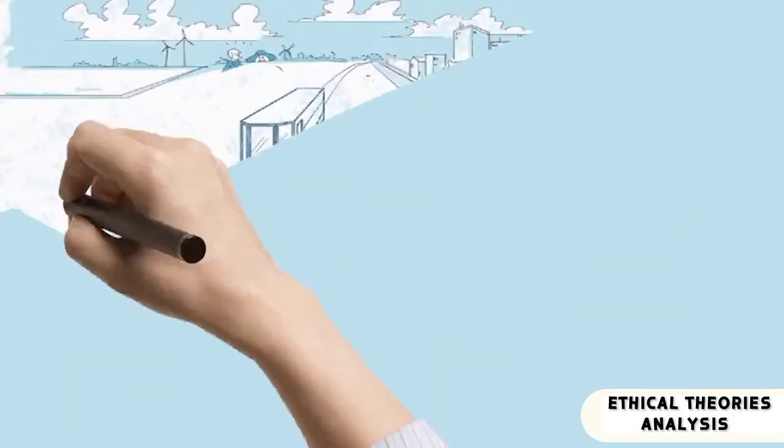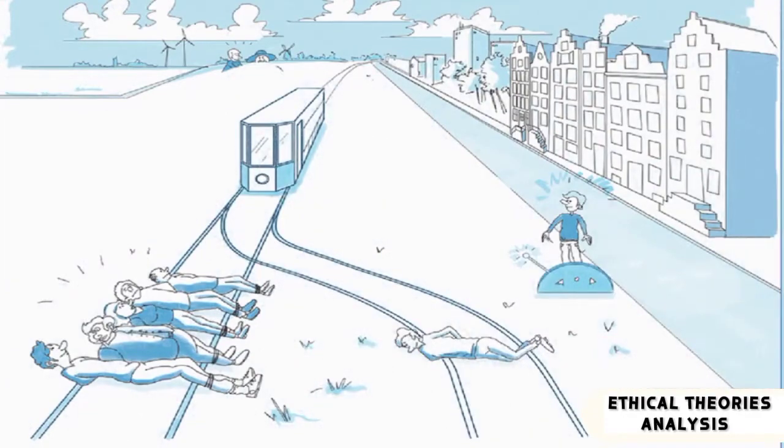Let me explain further. The person can choose to divert the train from the main track, saving 5 people on the track, but killing the worker on the other, and vice versa if you do nothing. Given that you are the person close to the lever, whom will you choose to save? And what if the only worker on the other side is your family member?